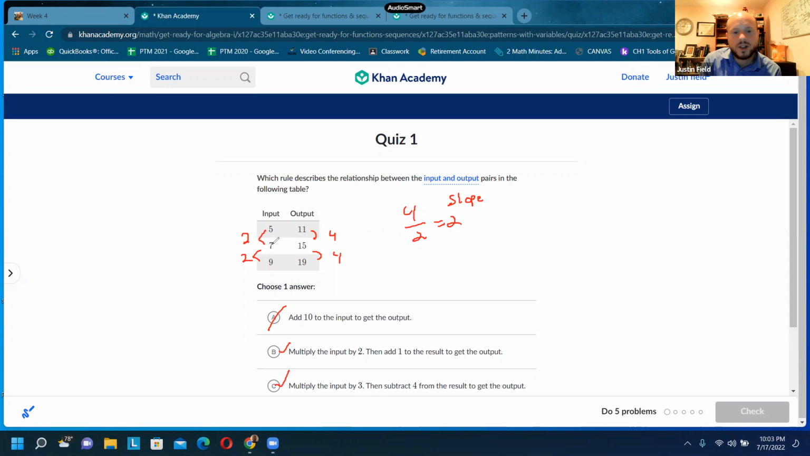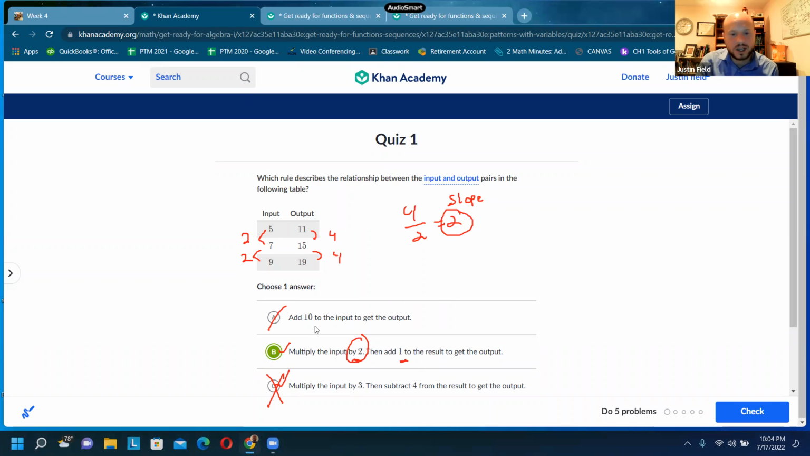7 times 3 is 21. 21 minus 4 is not 15. So that one doesn't hold for all of them. And remember, I just found the slope. Now, I didn't actually have to do that to solve the problem, but we notice multiply the input by 2. That's because the slope is 2. And why do we add 1? Because that is what's called a y-intercept. Okay, so there you go.